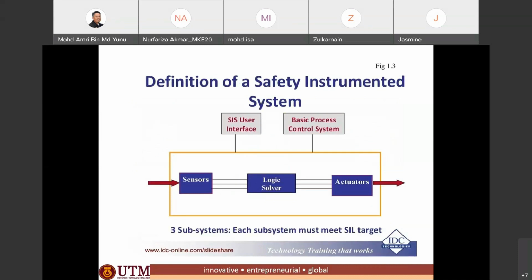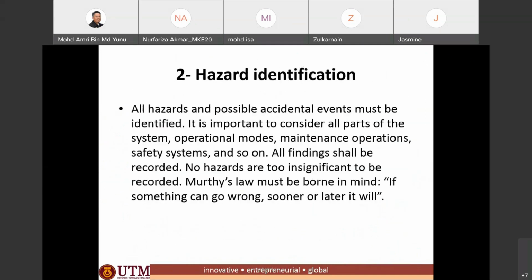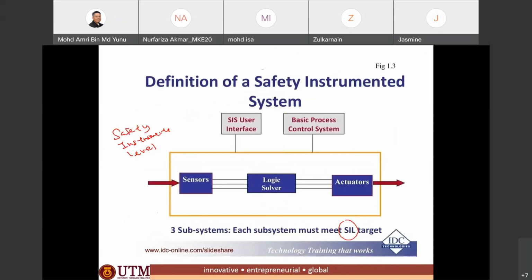The safety instrumented system is an independent system and not a part of the basic control system. Each subsystem must meet the safety integrity level target. SIL is the safety integrity level. It must fulfill the level we determine from the risk, this risk level here. So the subsystem must meet the SIL.